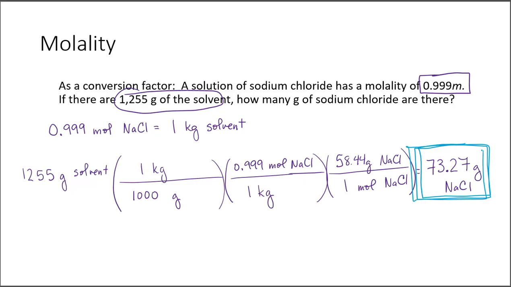All right, so 73.27 grams of sodium chloride. 1255 has 4 significant figures. Our answer will round to 4 significant figures. 73.27 grams of sodium chloride. So molality can be used as both an equation as well as a conversion factor. Use it as an equation when you're solving for the molality.